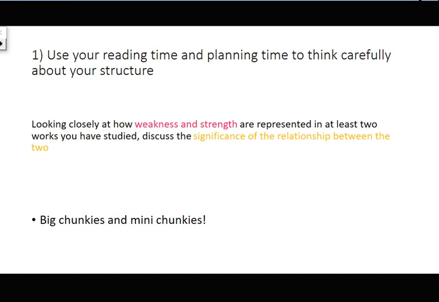If you've watched the criteria B video, you will know that you can either get a one-part question, or often there's two parts to it, and this is a two-parter. So the first thing it's asking you to look at is how weakness and strength are represented as two separate things, and then the relationship between the two.